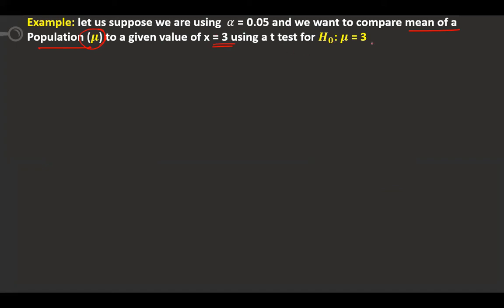When I want to set the hypothesis, there is no difference between the population mean and the given number I have to take. That is why I am taking the null hypothesis like this: H naught is mu equal to 3. Now, what will be my alternative hypothesis here? It may be mu less than 3, choice 1. It may be mu greater than 3, choice 2. It may not be equal to 3, so it may be less than or greater than also. Mu is not equal to 3, this is choice number 3.